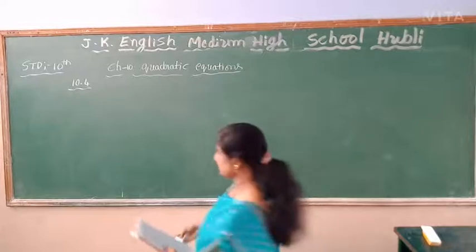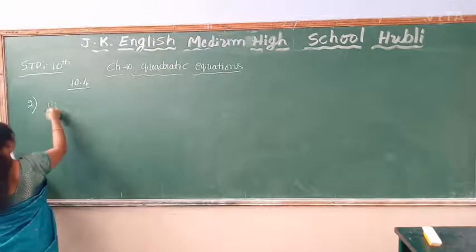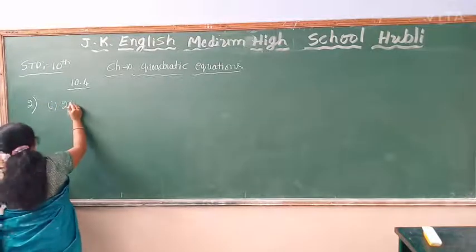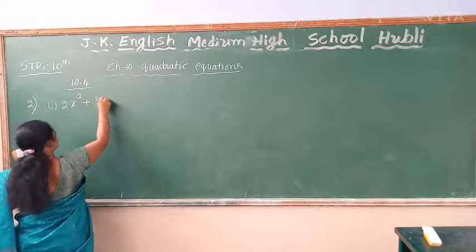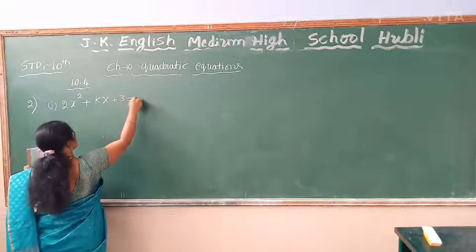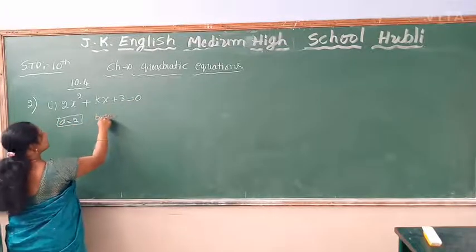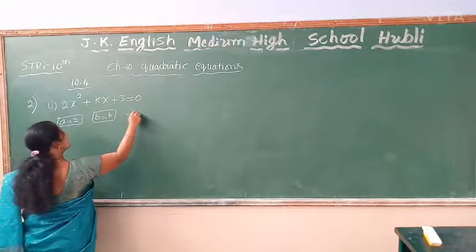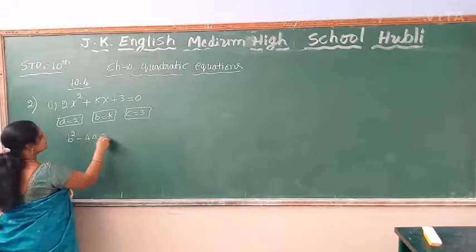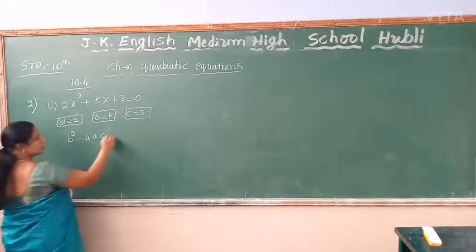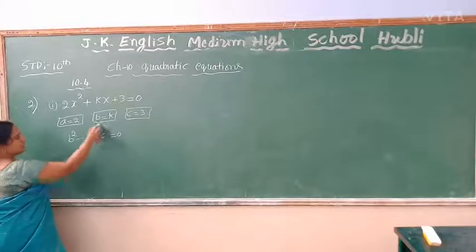So second main question in 10.4 exercise, they gave one quadratic equation to you and you have to find out the value of k when the roots are equal. 2x square plus kx plus 3 is equal to 0. A value is 2, B value is k, C value is 3. B square minus 4ac value should be equal to 0 because they have two equal roots.